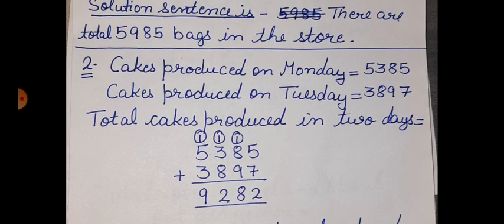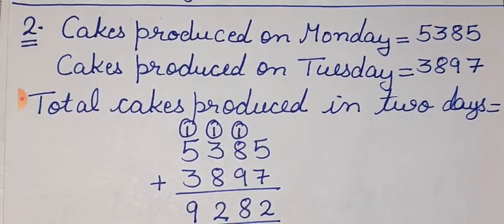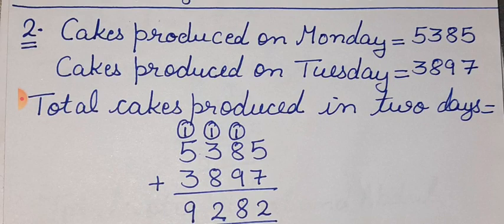Cakes produced on Monday, cakes produced on Tuesday. We have written here, so cakes produced on Monday is 5385. And the cakes produced on Tuesday is 3897. So we have to find out the total cakes produced in 2 days. For that we will do addition.